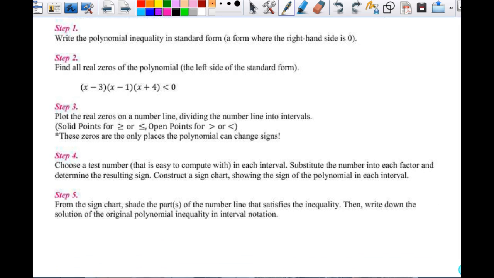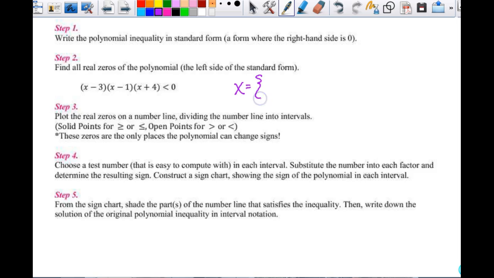So write the polynomial in standard form. That means a form where the right-hand side is 0. So that's already done for us. Right-hand side, so that's nice. This thing can be greater than, less than, greater than or equal to, like any of the four work. And then we're supposed to find all the real zeros of the polynomial. Let's go ahead and just do that.